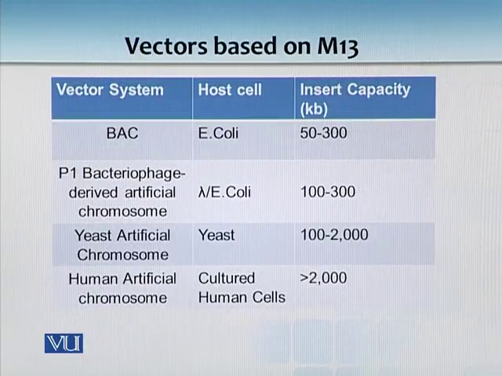In this way, we have the bacterial artificial chromosome, which has a huge carrying capacity as well, 50 to 300. And then we have the P1 bacteriophage derived artificial chromosome, which is 100 to 300. Then we'll move on to the yeast artificial chromosome, which is 100 to 2000 kilobases, and the human artificial chromosome, which can be used in cultured human cells, which is greater than 2000 kilobases. But the last two come under eukaryotes. So we'll discuss them when we are discussing manipulation of eukaryotic cells.